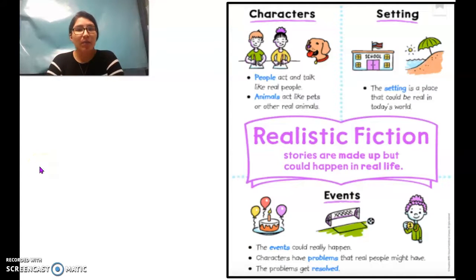Characters. People act and talk like real people. Animals act like pets or other real animals. So in realistic fiction, are we going to be seeing dogs wearing clothes and standing up and talking like humans? No. Are humans, the people, going to be flying and have magical powers? No. Then we have setting. The setting is a place that could be real in today's world. So, for example, school, the beach, a park, those are real places.